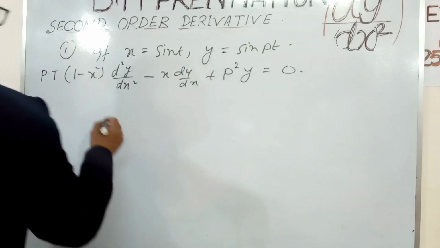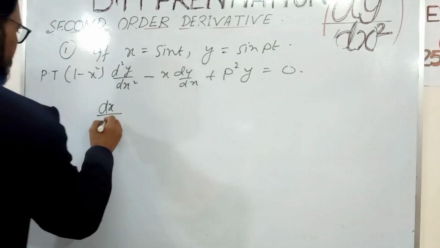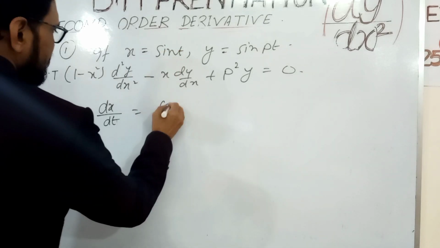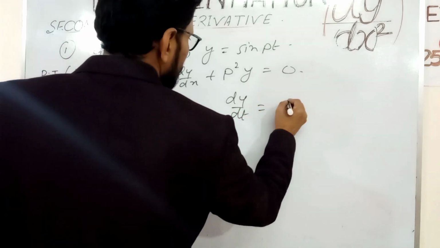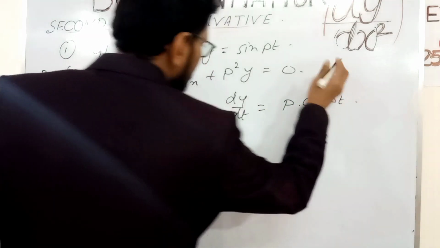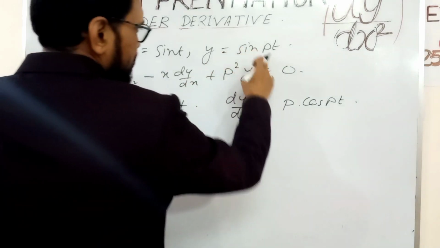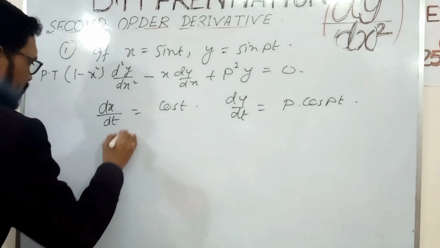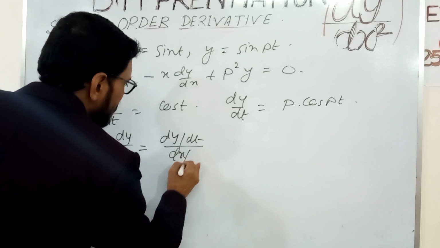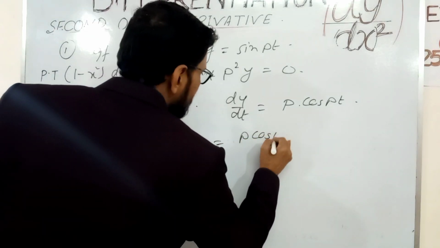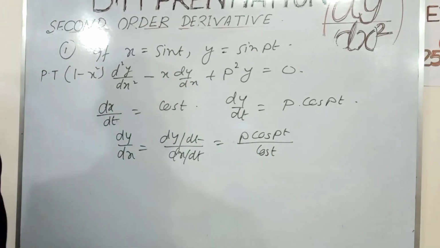So how can we solve? First we find dx by dt and dy by dt. dx by dt equals derivative of sin t, that is cos t, and dy by dt equals p cos pt. The derivative of sin mx is m cos mx. Now dy by dx equals dy by dt divided by dx by dt, which is equal to p cos pt divided by cos t. So this is dy by dx.